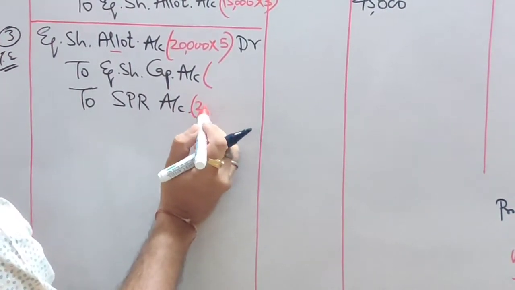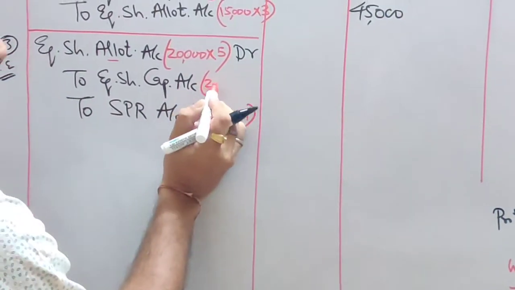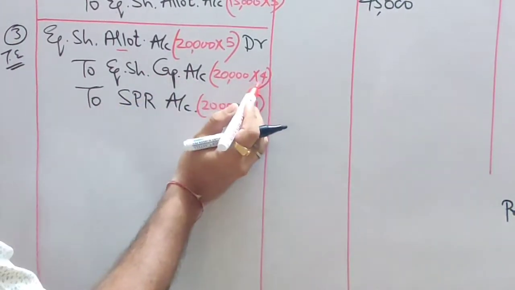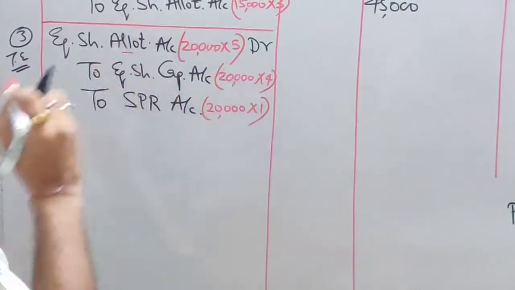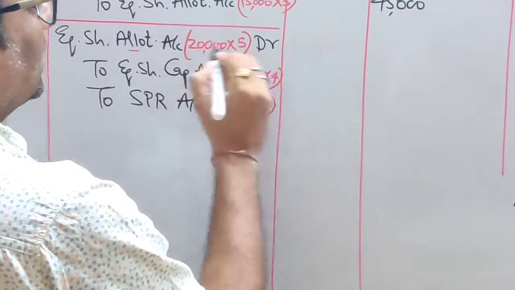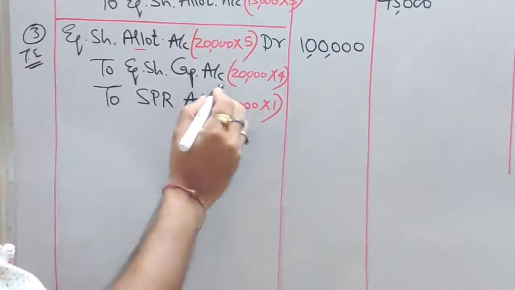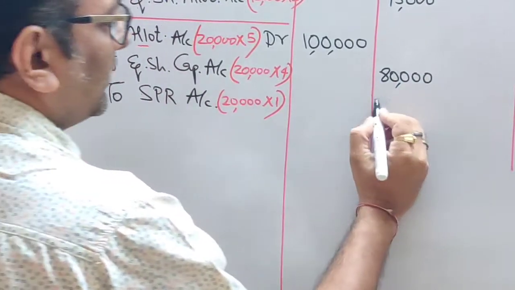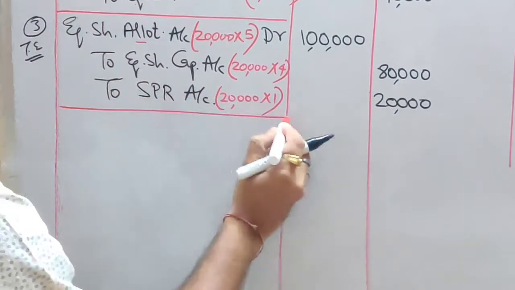So 5 rupees you are asking at the time of allotment, including premium. So let's write down the premium first. 20,000 into premium, which is 1 rupee. So the remaining amount will go in the capital account. So in capital you will put 4 rupees. In the premium account you will put 1 rupee. In total you are taking 5 rupees at the time of allotment. Let's write down the amount. 2 5s are 10, so that is 1 lakh. 2 4s are 8, 80,000, and 20,000. So this is your allotment transfer entry.